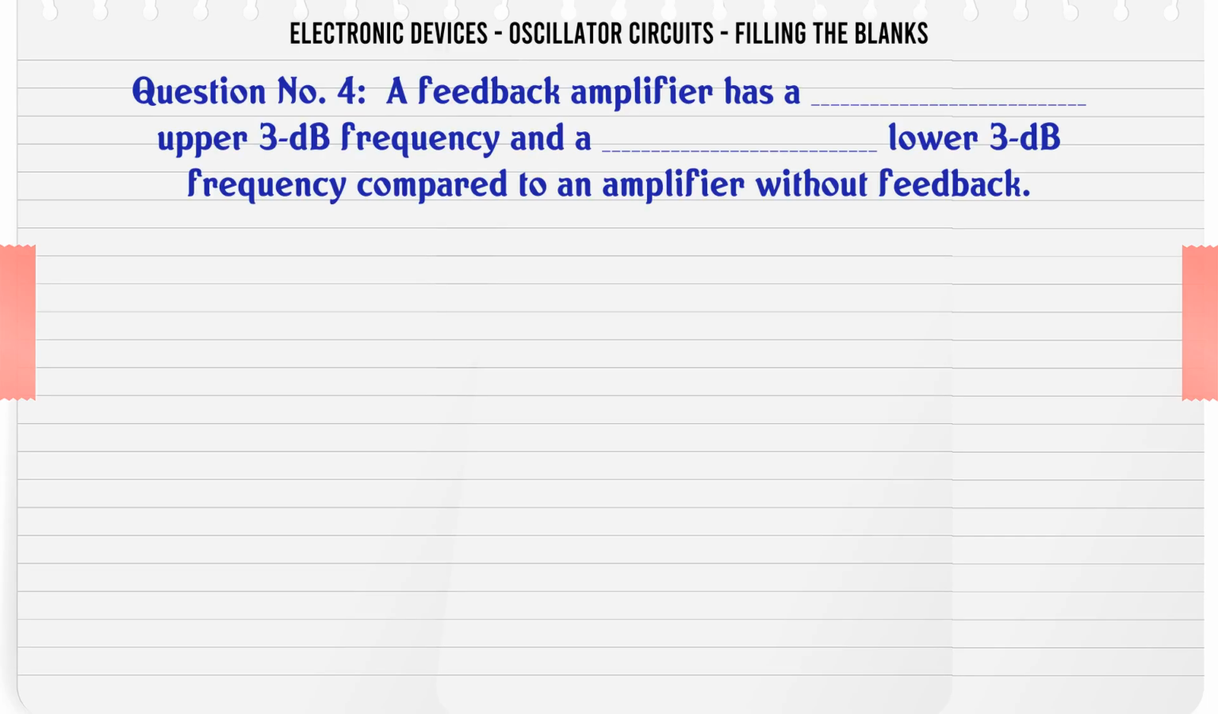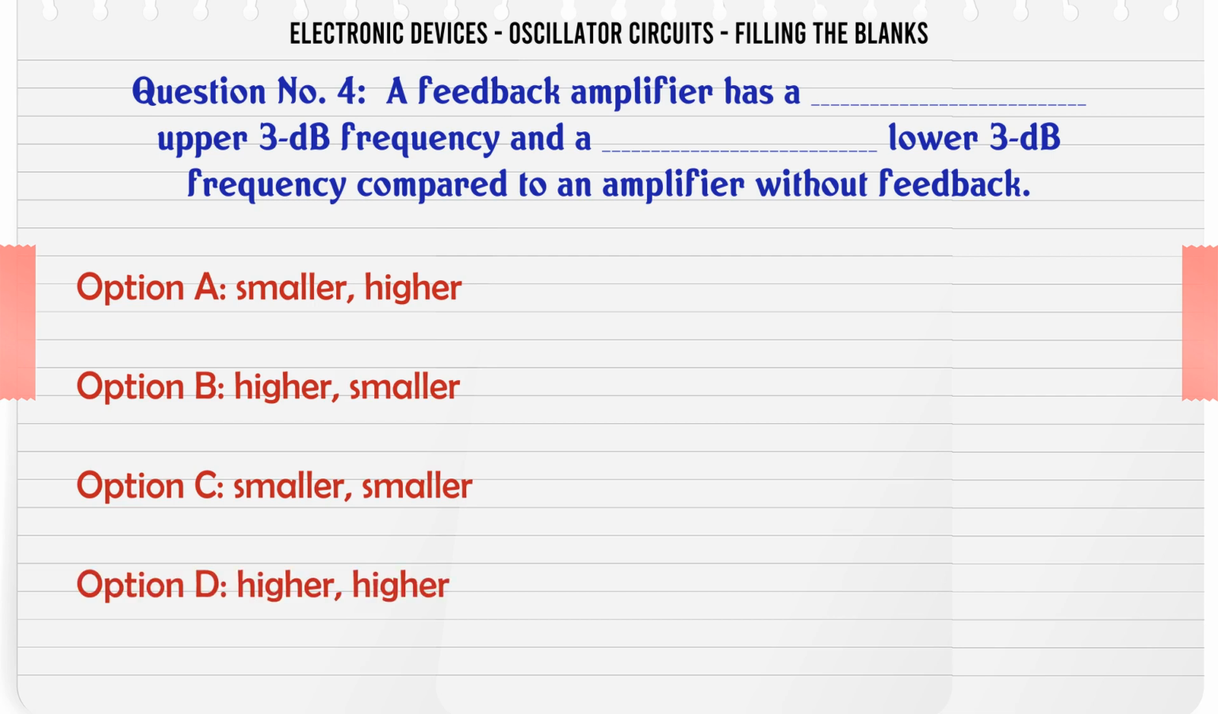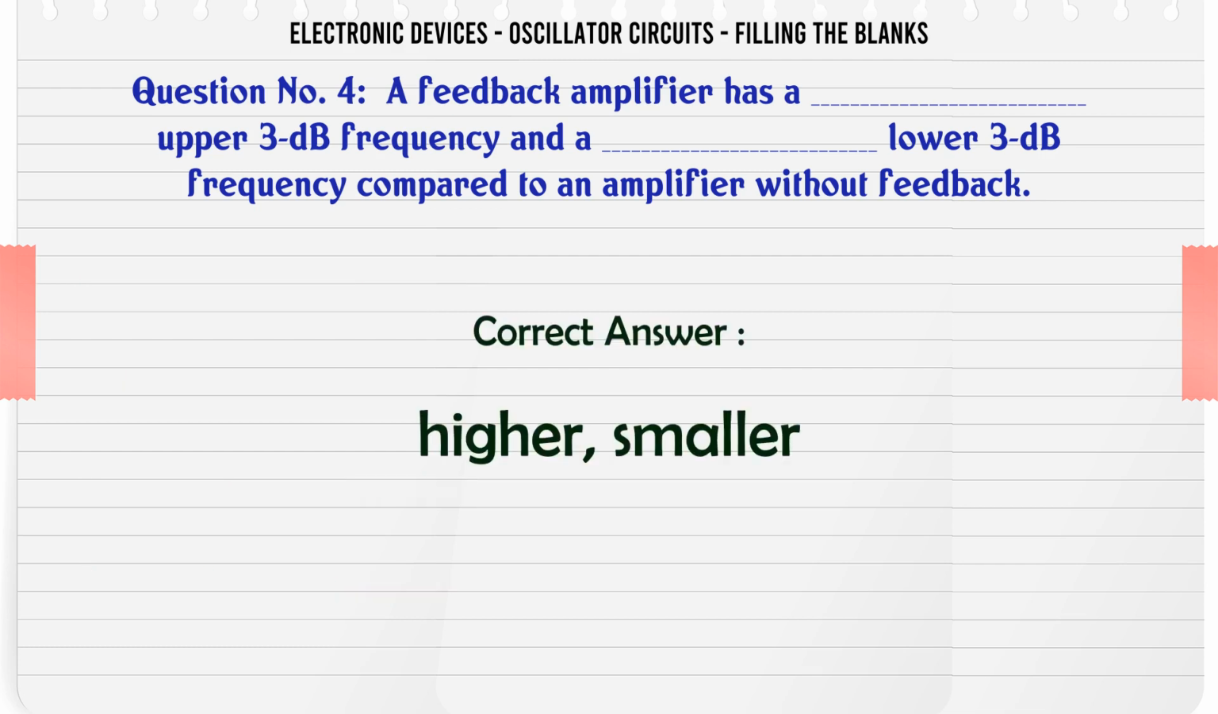A feedback amplifier has a ___ upper 3 dB frequency and a ___ lower 3 dB frequency compared to an amplifier without feedback. A. Smaller, higher. B. Higher, smaller. C. Smaller, smaller. D. Higher, higher. The correct answer is higher, smaller.